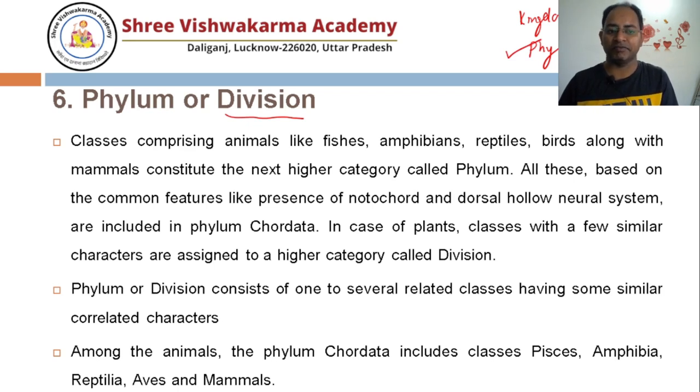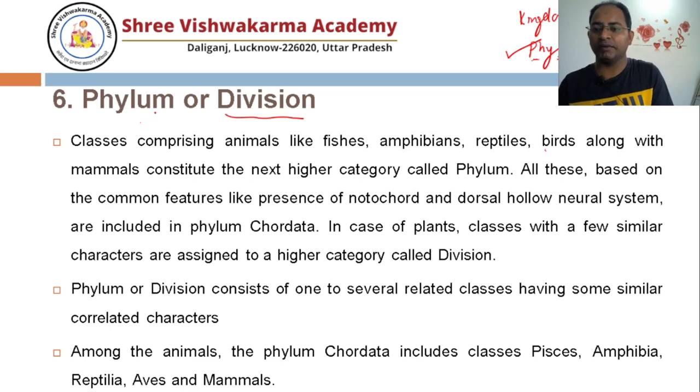So the only difference in plant and animal classification: after kingdom in animals, we write phylum, and after kingdom in plants, we keep division. Repeatedly I am making the mistake. Phylum we keep in the case of animals. However, division we keep in the case of plants. Is it all right? Okay. Once again, I repeat. While we do the classification of animals, after kingdom, we write phylum. While we are doing the classification of plants, we write division. This is the only difference.